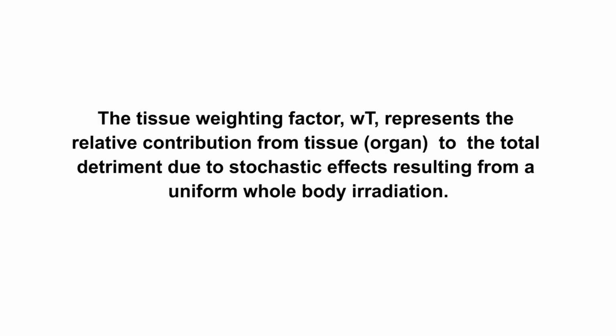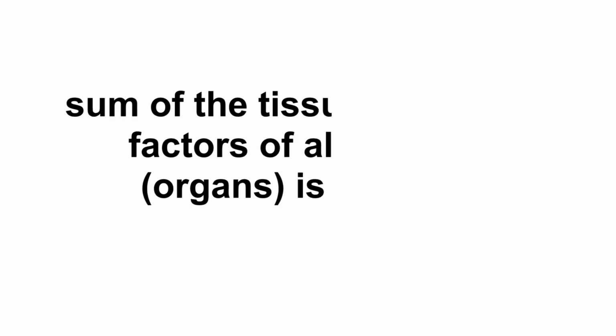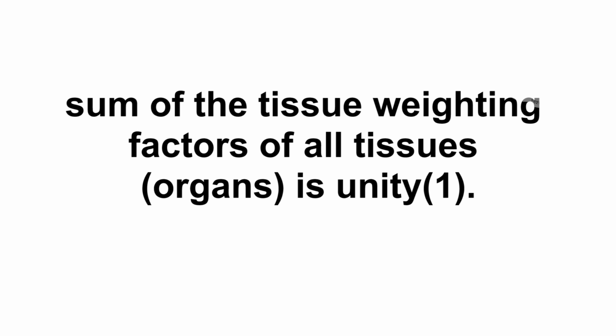Now talking about the next, that is tissue weighting factors. The tissue weighting factors represent the relative contribution from tissues, that is organs, to the total detriment due to stochastic effects resulting from a uniform whole body irradiation. The sum of the tissue weighting factors of all tissues and organs is unity, that is 1.